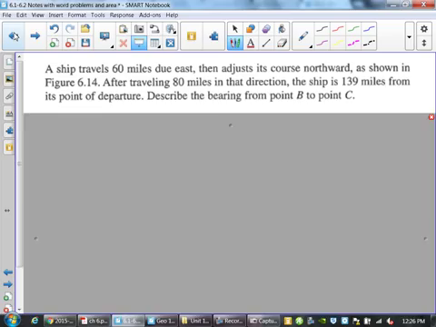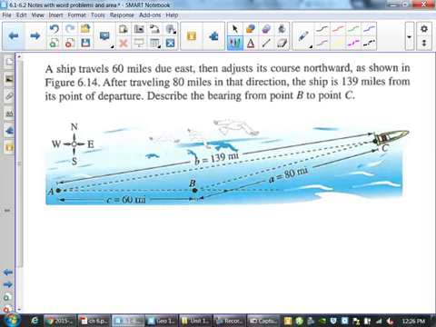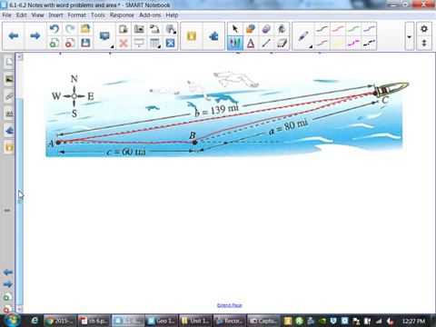And some of the times you're going to get the actual picture itself. Okay. So they went due east for 60 miles. Then they went northward for 80. And then they knew that they were 139 miles away from where they started. So you wind up with 3 sides of a triangle.